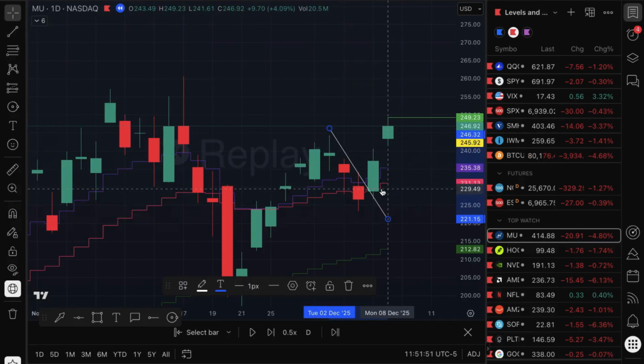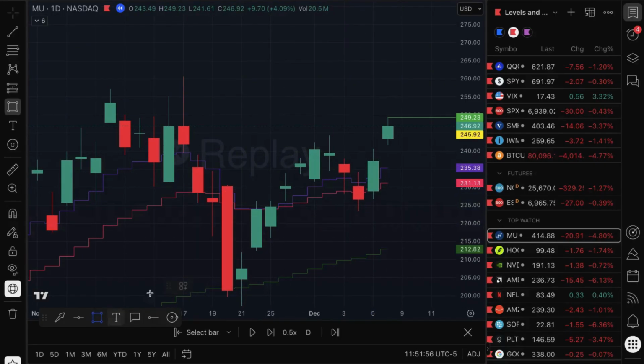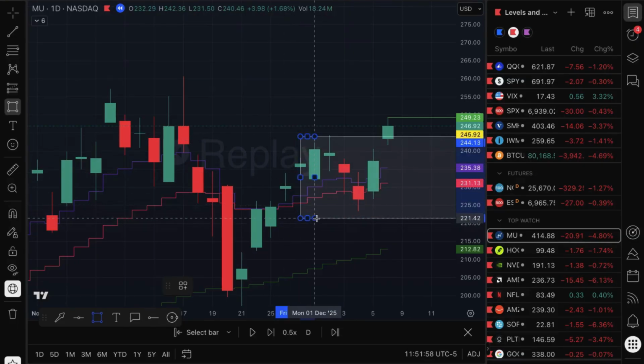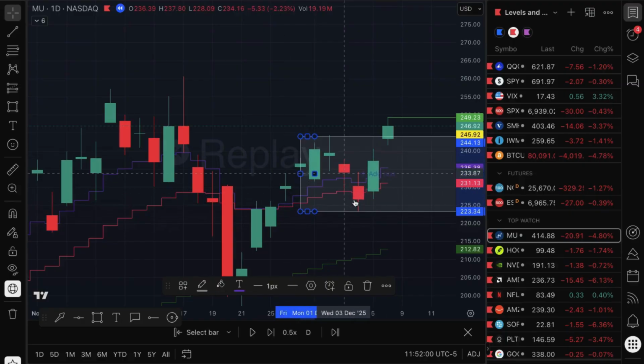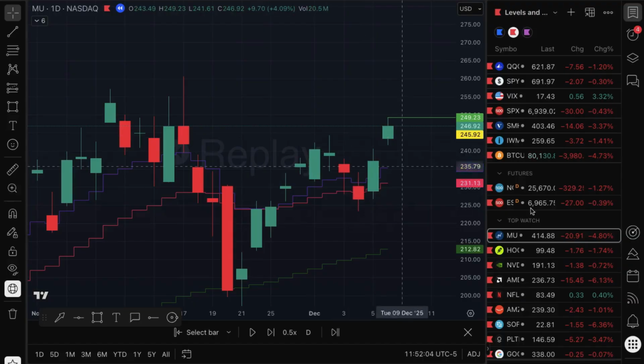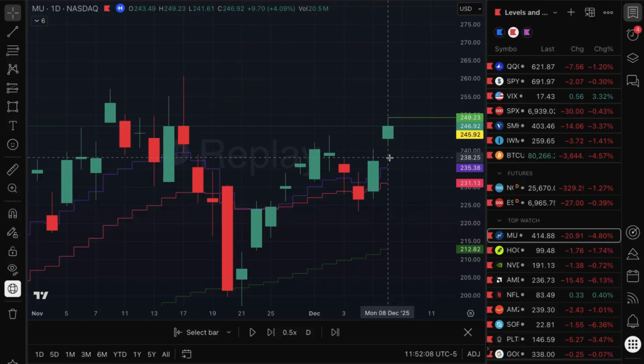I didn't catch it here, but I'm really looking for this range on the daily. You can see it was just going back and forth, up and then down, and now we're breaking out of that range. So what I'm looking for is some continuation. So there's my nightly prep. I set my alert here, previous day high.